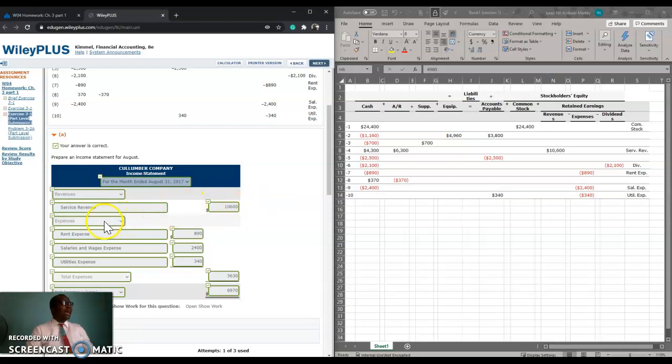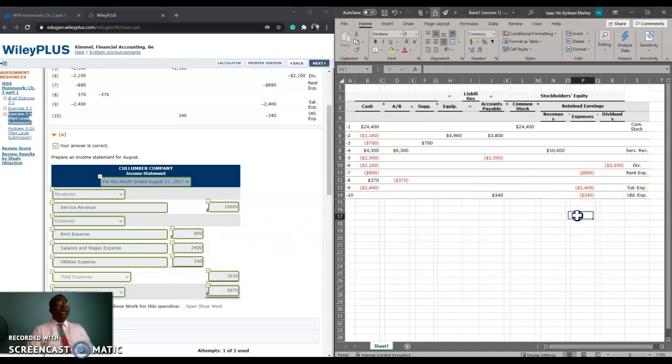After that, we go and type in our expenses, and we realize that there are 3 expenses that were incurred and entered by Columba Company for the month of August. The very first one was the rent expense. You type over here, it was $890. And then the salaries and wages expense, which was $2,400. And the last one was the utility expense, which was $340.